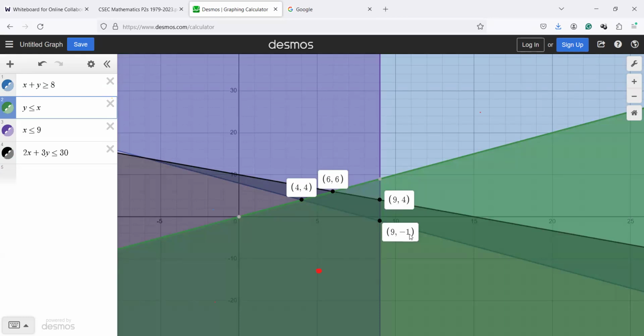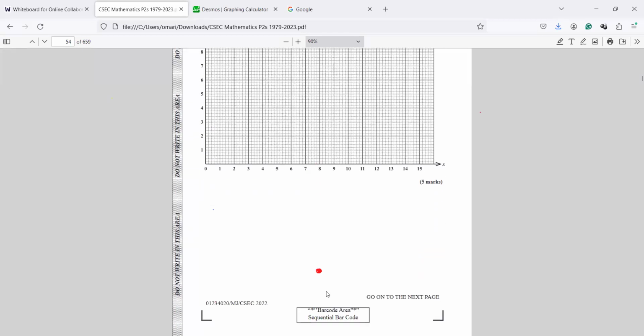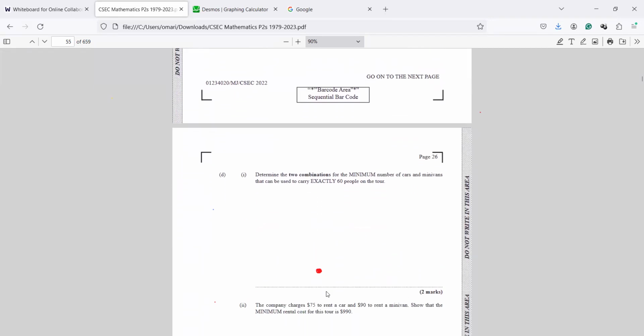And then we have to remember that you can't have negative vehicles carrying people. So it has to be one of these three possible combinations: either 4 cars and 4 minivans, either 6 cars and 6 minivans, or 9 cars and 4 minivans. Let's go back and see what the question had asked us to do after this.